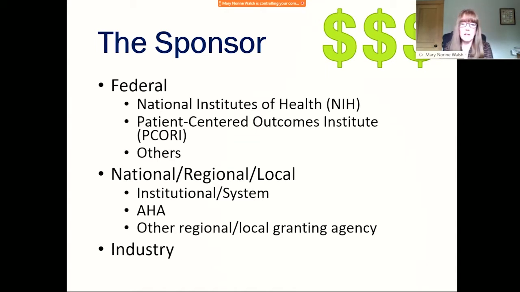So the sponsor is the organization that provides the funding for the trial. On the federal level, that would be the NIH, the NHLBI, in our case, in cardiovascular medicine and surgery. PCORI, the Patient-Centered Outcomes Research Institute, is another federal funder, and there are others. And there are national, regional, and local funders, and that might be your own institution or your health system, which might provide funding for you to do your work. Local AHA and national AHA as well is often a source of funding. And then there are other regional, local granting agencies. You may even have some sort of fund that you're aware of in your own institution. And then a lot of trials are sponsored by industry, as I think we all know.